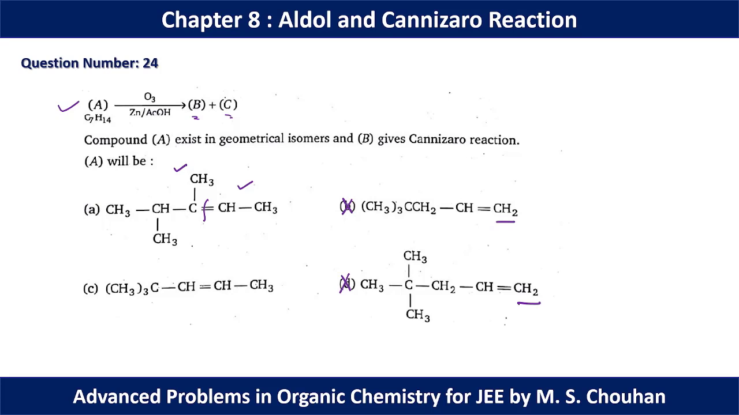In this case if we dissociate this molecule, this part will give the aldol reaction, but in this case we can have a Cannizzaro reaction because there is no alpha hydrogen present. So for question number 24, option C should be the correct option.